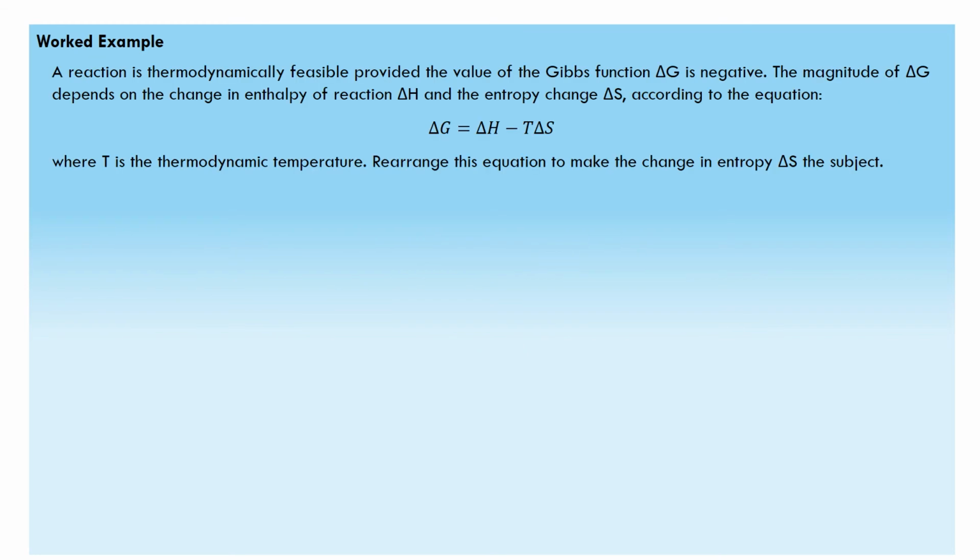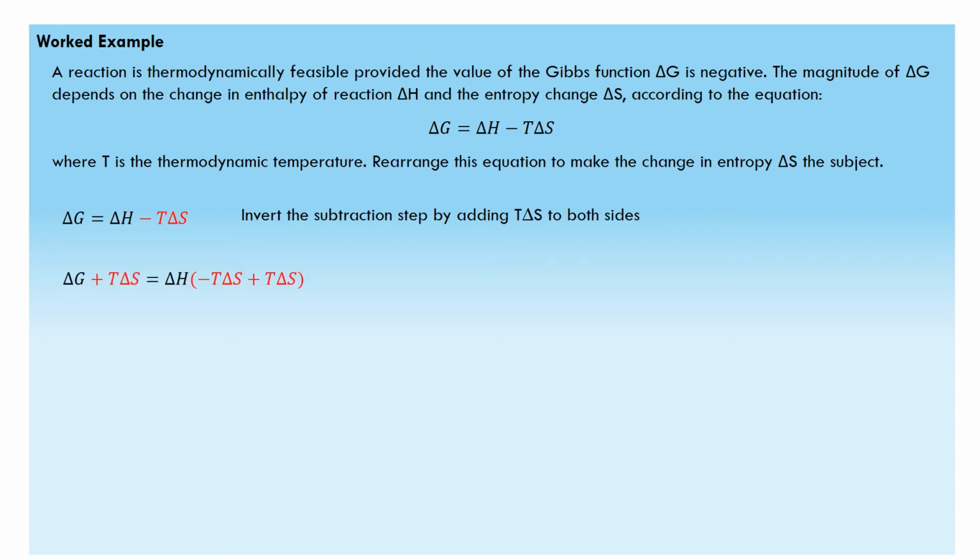So here we've got the Gibbs equation, delta G equals delta H minus T delta S. And we are asked to rearrange the equation to make the change in entropy, delta S, the subject. So let's have a think about how we can do that. Well, we can firstly invert this subtraction step by adding T delta S to both sides.